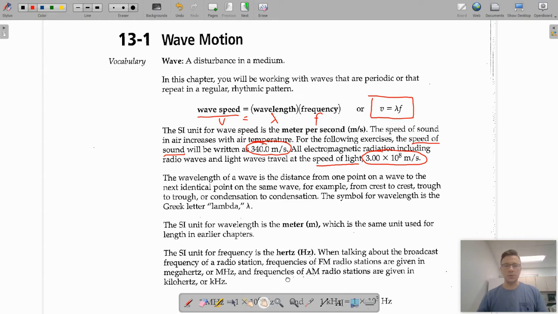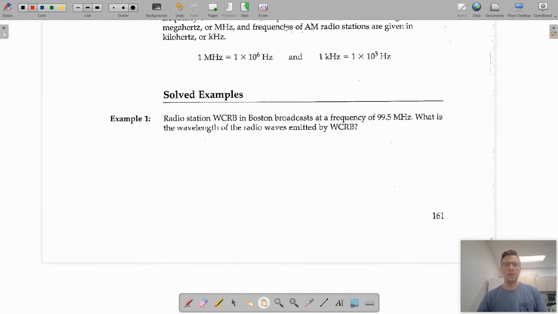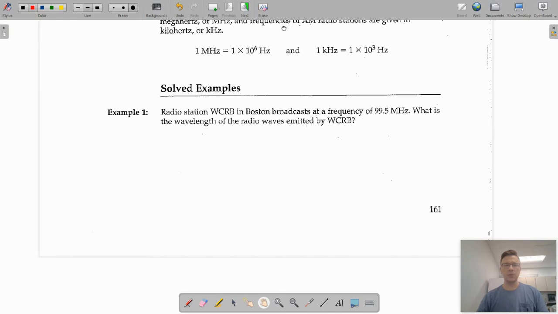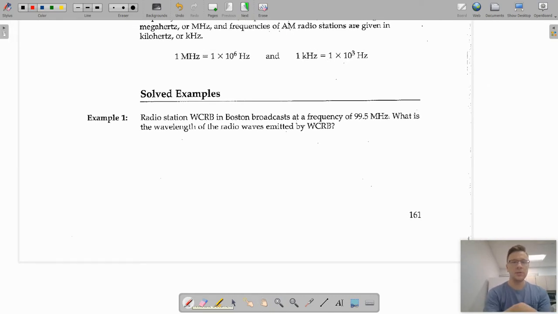As we scroll down, in this first example we actually need this conversion that they've given us. It says that 1 megahertz is equal to 1 times 10 to the 6th hertz. And then the question says radio station WCRB in Boston broadcasts at a frequency of 99.5 megahertz. What is the wavelength of the radio waves that are emitted by WCRB?